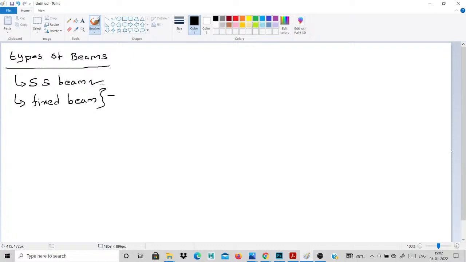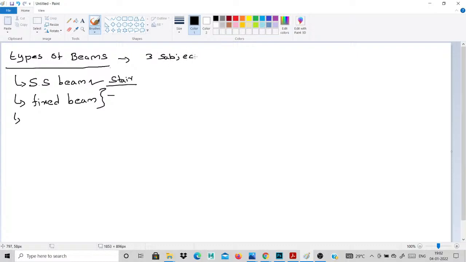Why am I using simply supported beams? When we go for a staircase, that type of work will use simply supported beams. Otherwise, when you analyze in STAAD Pro or manually, you will go for the fixed beam. Once you analyze the beam design, you know the three subjects.